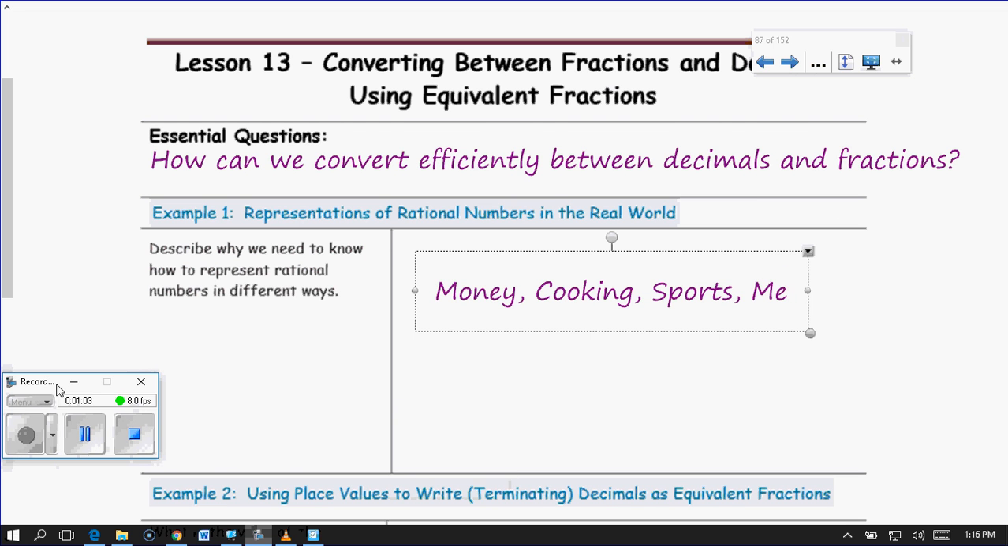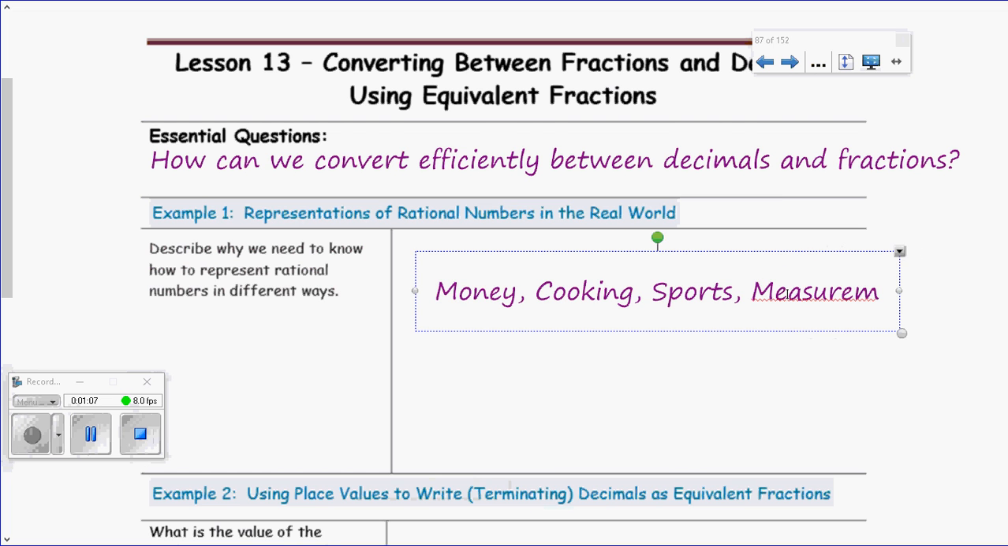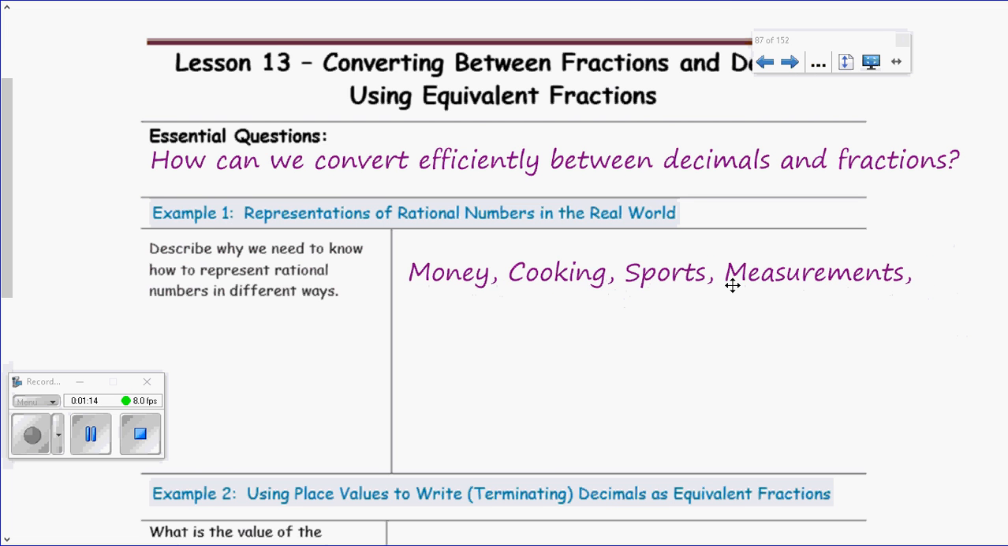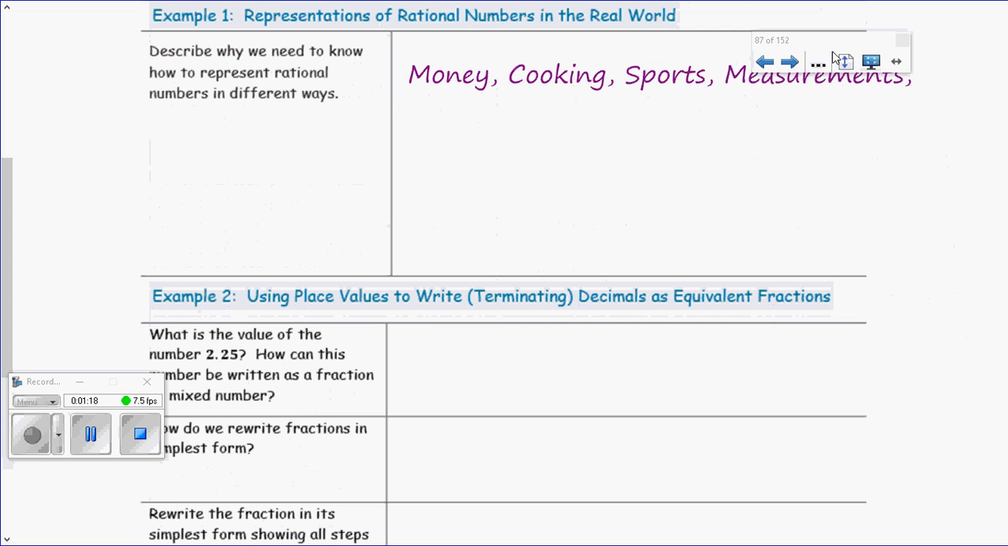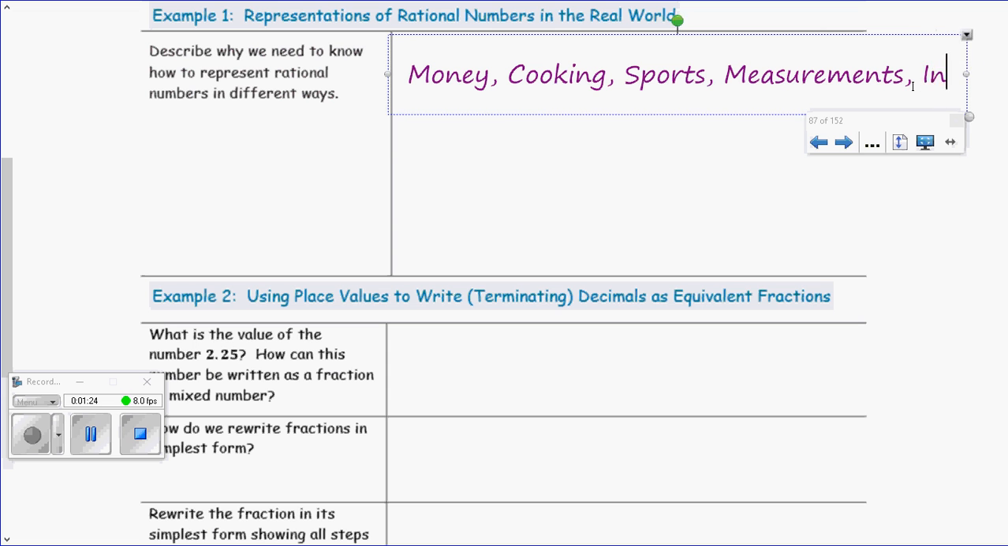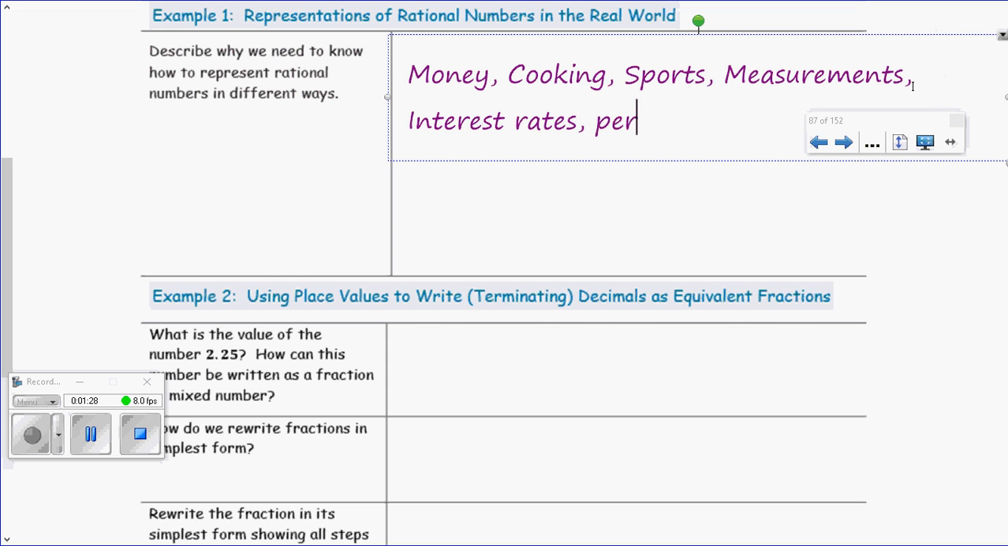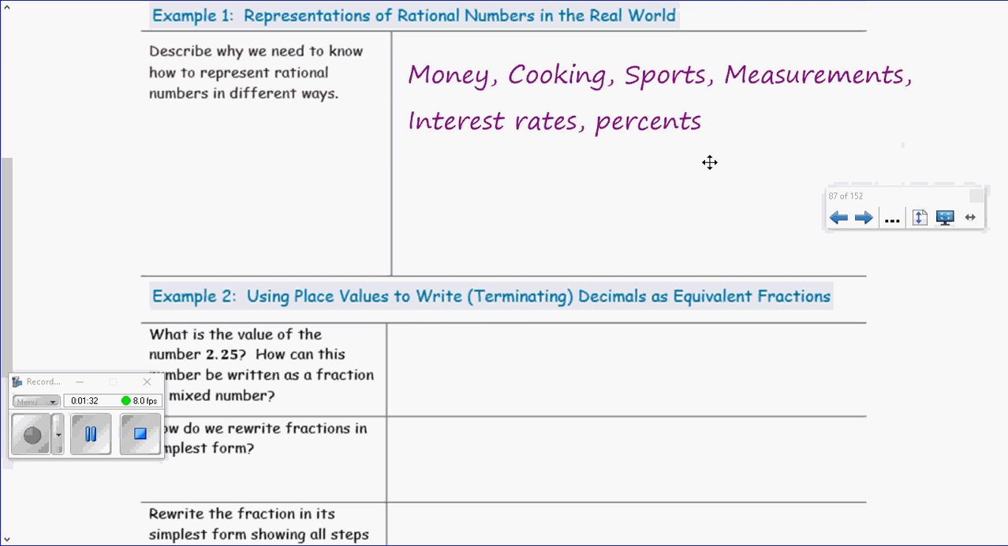Okay, so if you can think of any others, you can add them in here. Let me know in class which ones that you added in here. Where else have you seen fractions? Oh, sorry, I thought of some other ones. Interest rates. A lot of times, percents, we go back and forth between fractions and decimals as well. So I just want to make sure you had those things down.